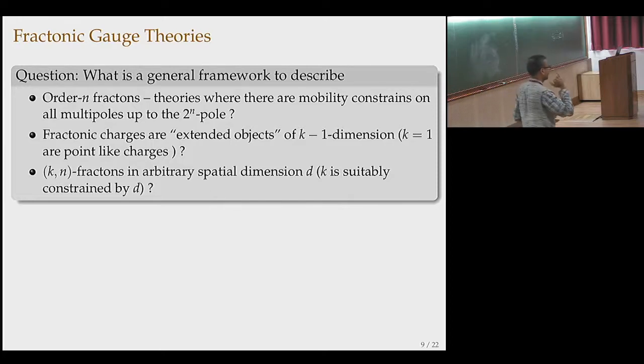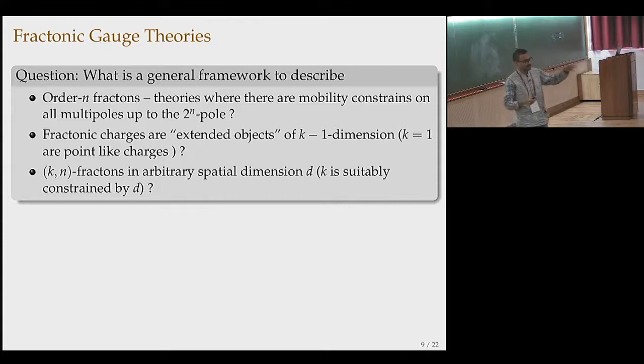Okay, so that's the first question that you want to pose: all multipoles up to order n. The second thing you want to do is ask, can I have non-point-like fractons? Can I have fractons which are lines, surfaces, planes, whatnot, and higher dimensional objects? Okay? So this is what we will call Kn fractons.